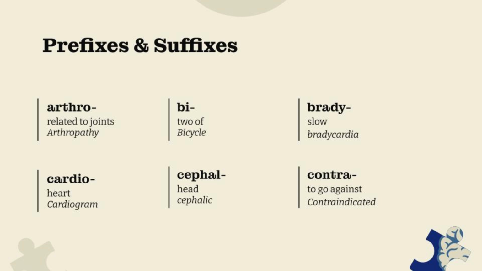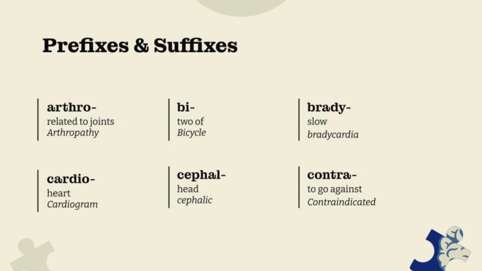I think we all know anti, but an example here is antibacterial. Arthro, related to joints. Arthropathy is a joint disease. Bi, two of, for example, a bicycle has two wheels. Brady is slow. Example here is bradycardia, which is a slow heart. Cardio is heart. Think of cardio, running, that gets your heart pumping. Cardio, heart. Or example here, a cardiogram, EKG.